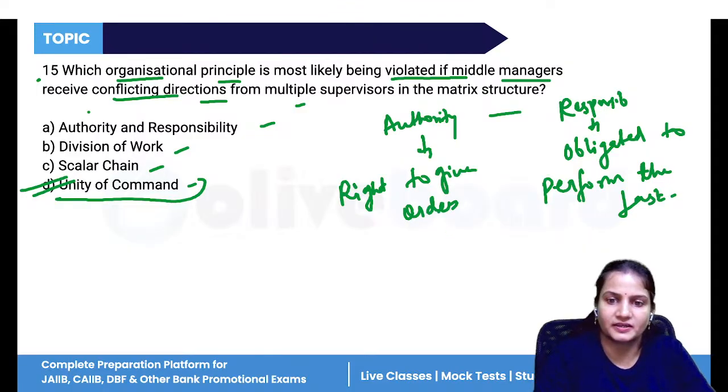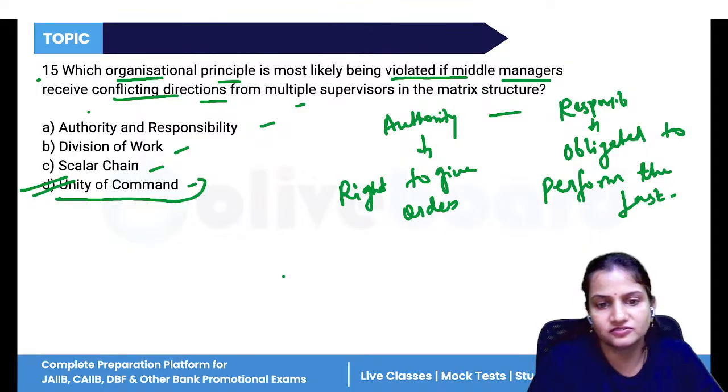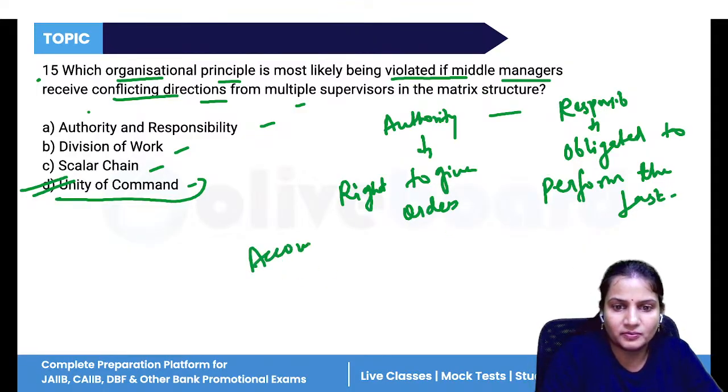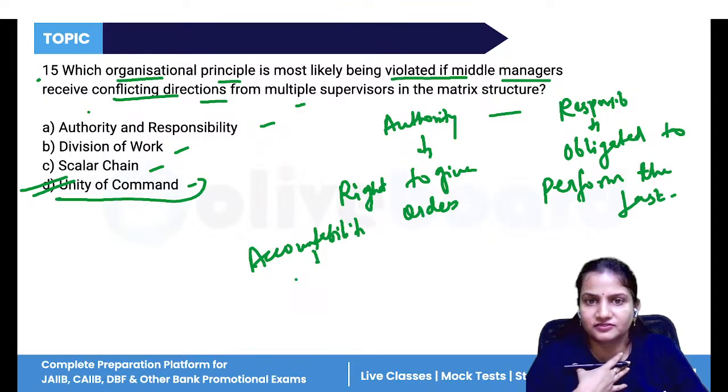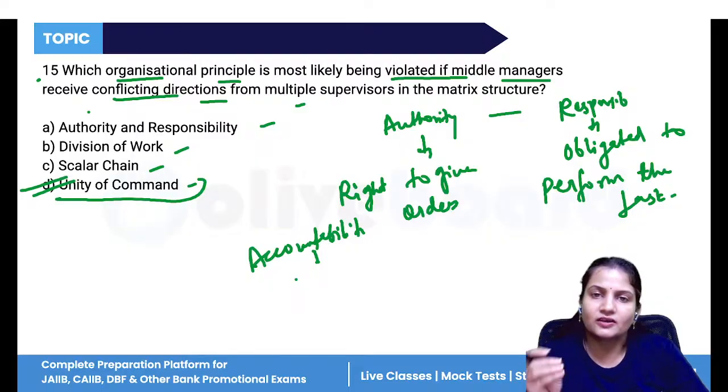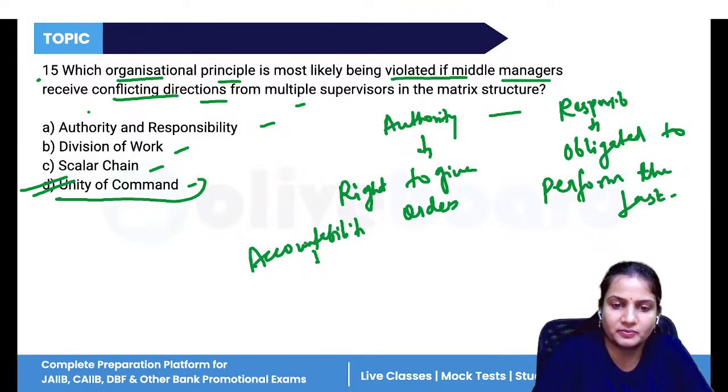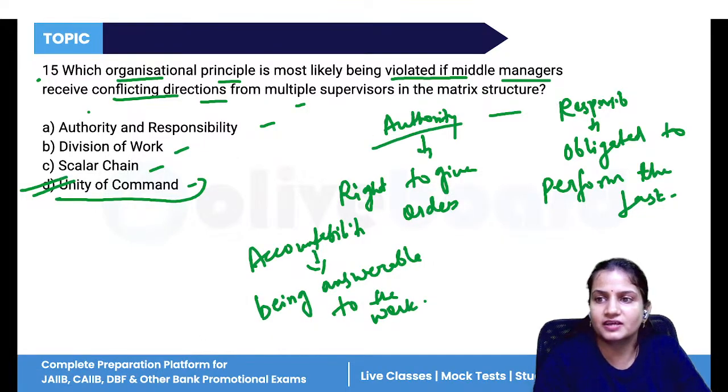That is responsibility. And there is one more term that is called accountability. Accountability is answerability. Like I have done any task, if anything goes wrong with that task, then who is liable for that? I am liable for that. I am answerable for that. That is what accountability means, being answerable to the task, being answerable to the work. So these three are very important.